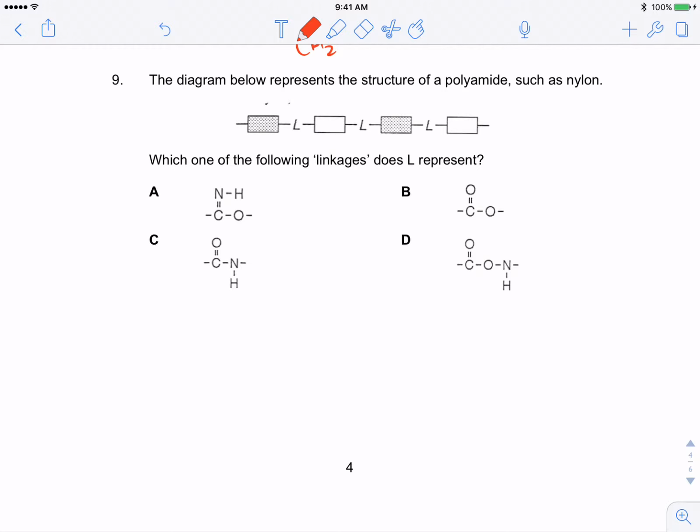The diagram below represents the structure of a polyamide. So the clue is polyamide. What is the linkage L? You need to recognize what the amide linkage is. Remember, the amide linkage is C double-bonded to O, connected to a nitrogen, and because nitrogen forms 3 bonds, there's this hydrogen as well. Okay, so answer is C.